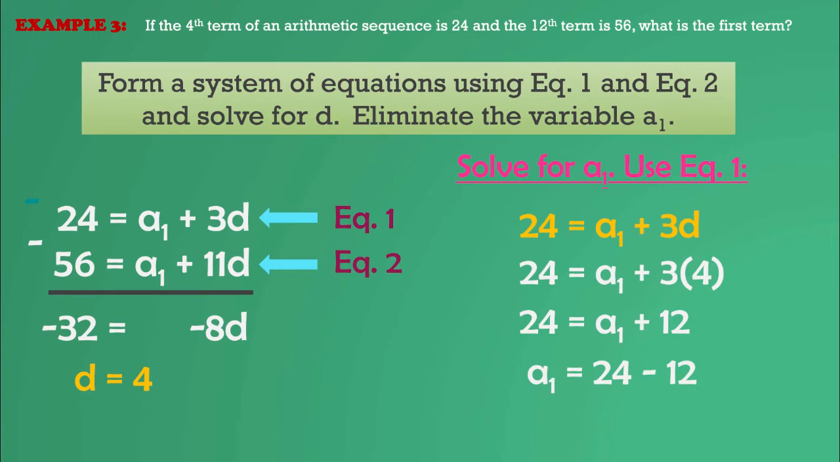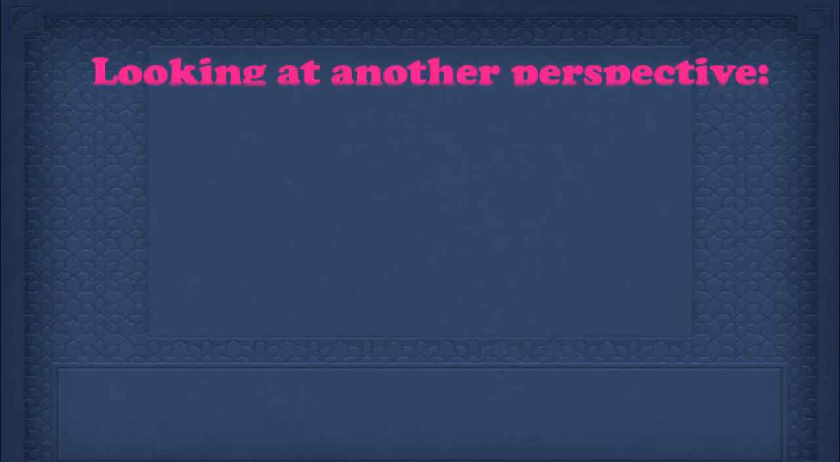So a sub 1 will be equal to 24 minus 12, and that will be equal to 12. So the first term here is 12. Now in the previous problem, in example number 2, can it be possible to solve for a sub 7 without solving for a sub 1 and d? The answer is yes. But how? We can solve it by using this formula.